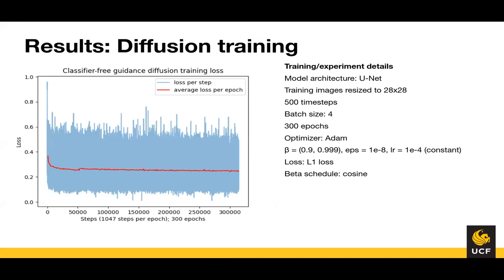And here you can see the loss plot for the diffusion training over 300 epochs. It doesn't seem like the training is plateauing, so I plan to train this for more. And on the right, you can see the hyperparameters that I use for the training.